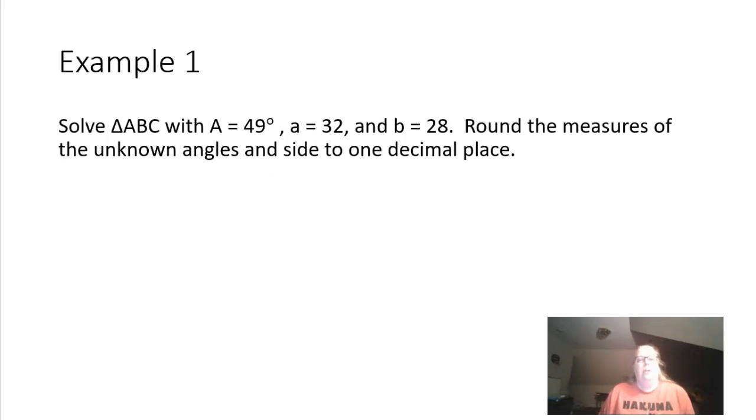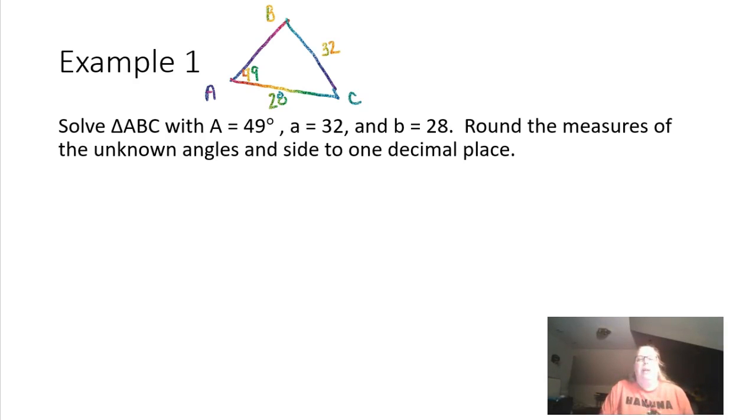Example 1: solve triangle ABC with angle A equal to 49 degrees, side a equal to 32, and side b equal to 28. Let's see what our picture is going to look like. We will draw our triangle, and put angle A right here, which is 49, and side a right here, which is 32. Then we'll put angle B up here and side b down here, which is 28. And that will make this angle right here angle C.